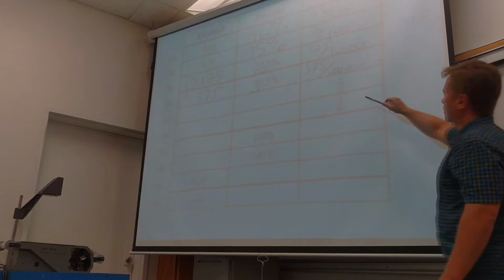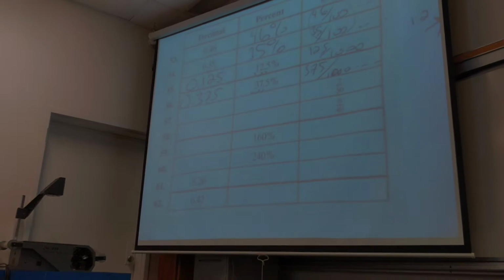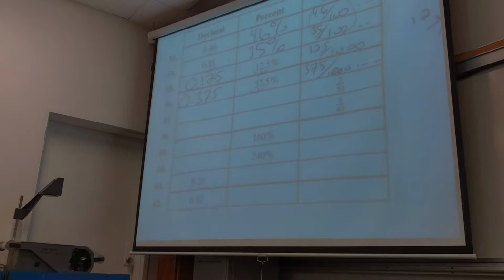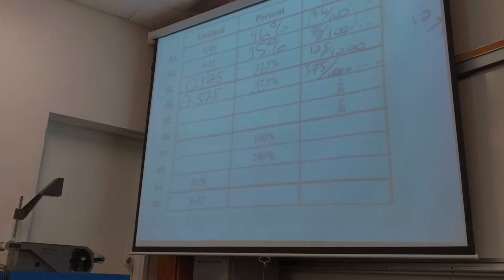What about this one? Why is this one easier than that one? It's almost half of 100. Yeah, so how do you make the bottom 100? Multiply by 2. So you get what out of what? 14 out of 100.